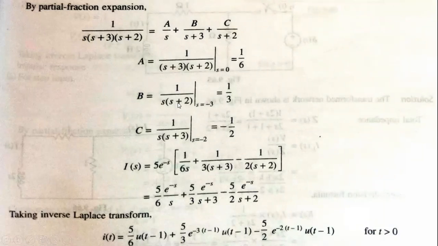See here A, B and C. So s is equal to 0 the first time, s is equal to minus 3, s is equal to minus 2. And whenever you are writing for a particular term, that should not be reflected in the partial fraction. So these two cases will be the first, and s into s plus 2 will be the second, and s into s plus 3 will be the last. Substitute the values 1 by 6, 1 by 3, and minus 1 by 2 in the A, B and C cases. You will finally get the common term, 1 by A, B and C, and the common term is nothing but 5 into e raised to the power minus s. So you will finally get I of s as 5 by 6 e raised to the power so and so by s plus so and so.